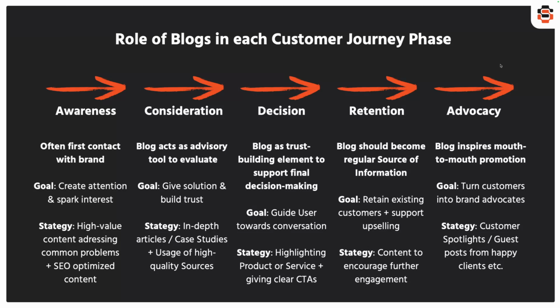Maybe you can also have a chat at the end of the blogs so the people really can talk about the content they just read, or maybe they can talk to each other. And in the last phase, the advocacy phase, the blog needs to inspire mouth-to-mouth promotion. For example, you want your customer to talk about your blog and say, well, on the OriginStamp blog, I read last week that this topic is trending right now, and I think it's really important to discuss right now. So the goal here is to turn the customers into brand advocates.